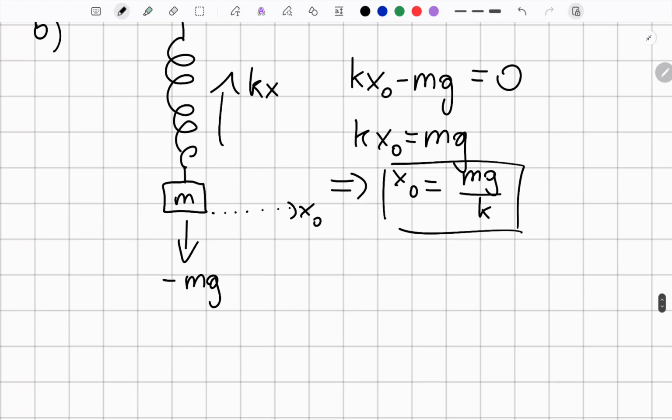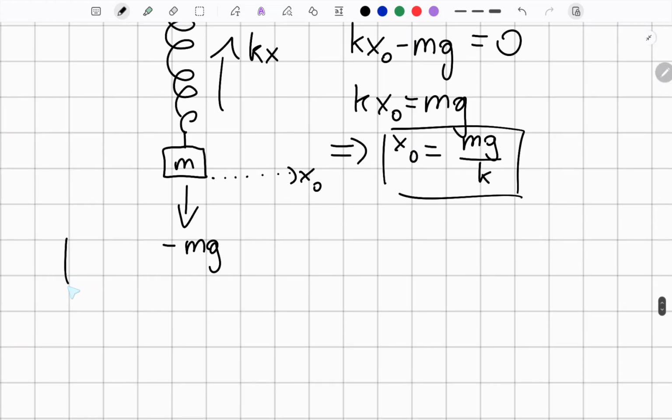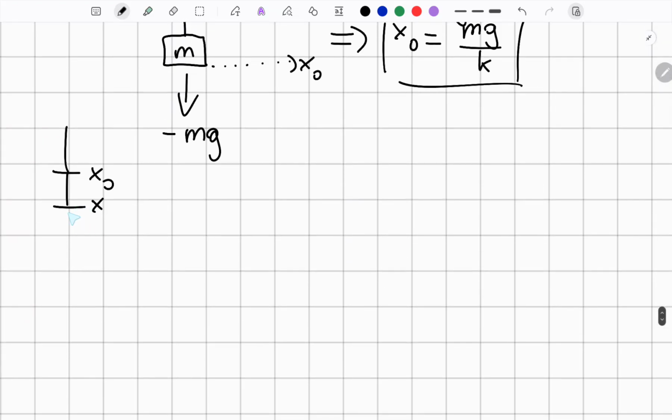So this is going to be our x naught value. Now, if we take this to be x naught, the value here is going to be x. All right, we're going to take this to be our x naught. So this is the unstretched portion actually here. We're going to take a portion here to be y. So our x is going to equal x naught plus y. It's going to be important here in a second.